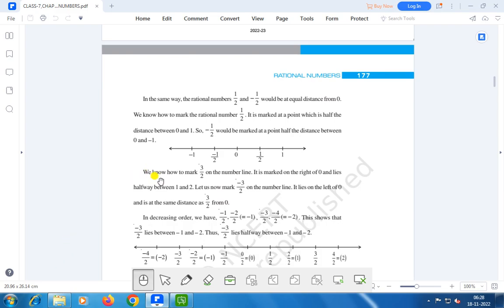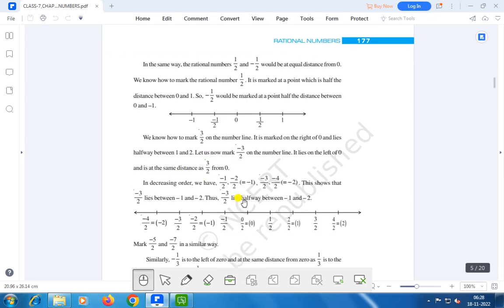We know how to mark 3 by 2 on a number line. It is marked on the right of 0 and lies halfway between 1 and 2. Let us now mark minus 3 by 2 on the number line. It lies to the left of 0 and is at a distance of 3 by 2 from 0.